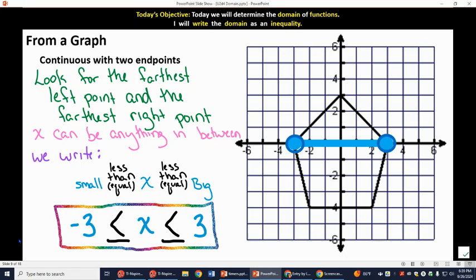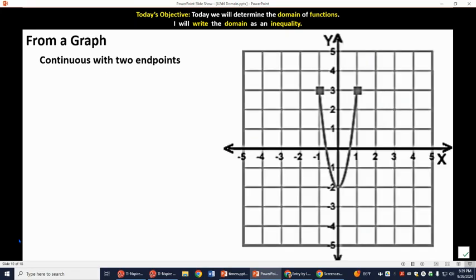Let's look at another example. All right, so here I have another function graphed. I'm going to start by looking at what is the point that is farthest to the left. So I'm going to start on the left side of my graph and I'm going to go over till I hit the first point I come to. And I'm going to note where that point is.